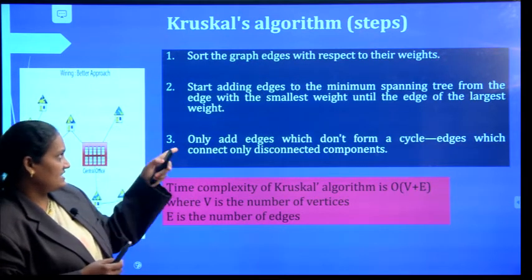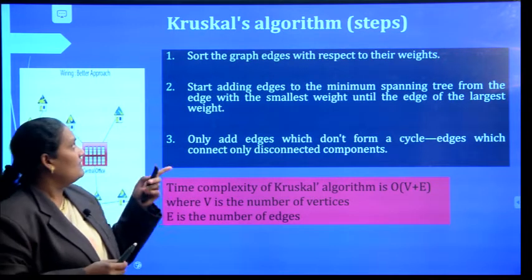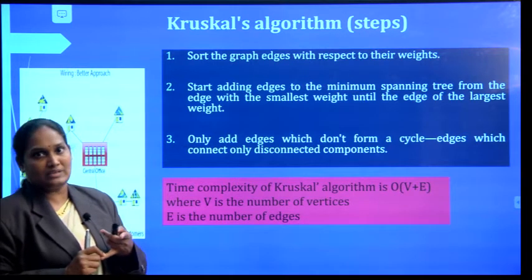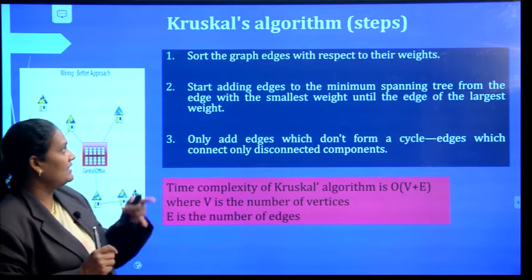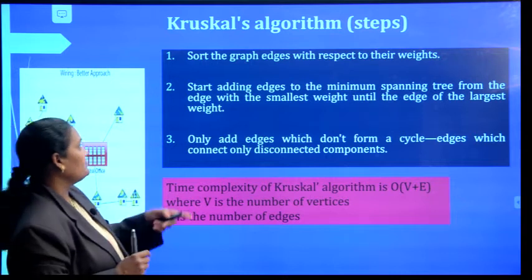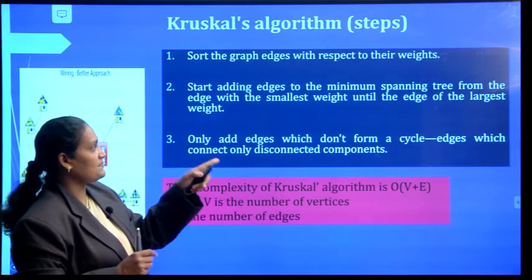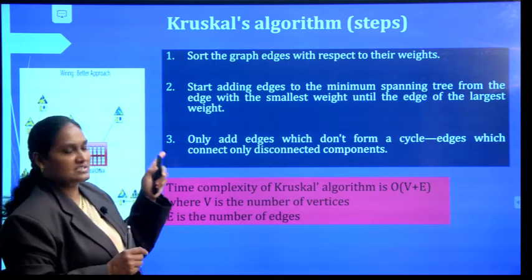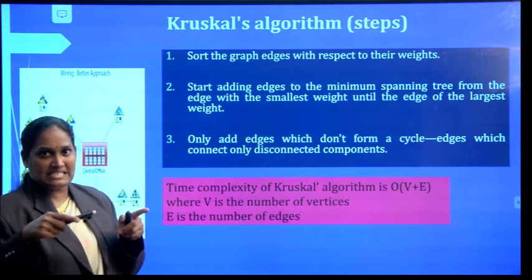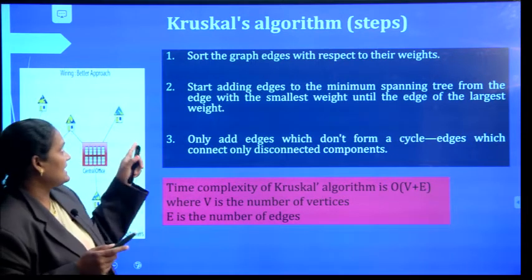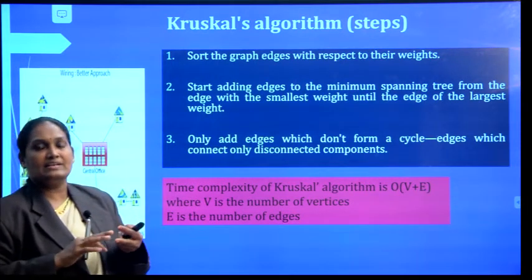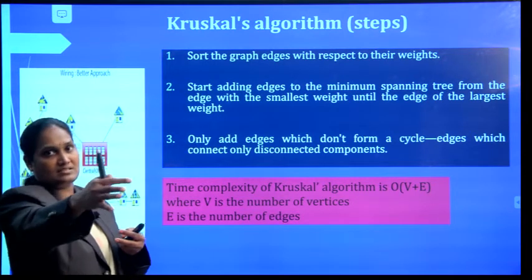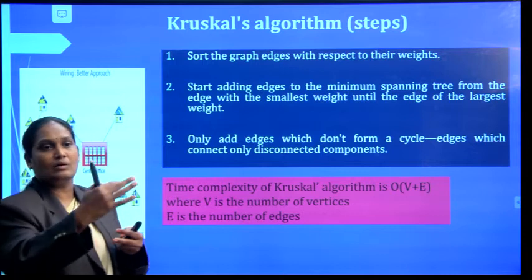Now, sort the graph edges with respect to their weight. What is the first step? We need to sort the edges of given graph according to the weights of the edges of that particular graph. Now, start adding edges to the minimum spanning tree from the edge with the smallest weight until the edge of the largest weight. We need to add the edges one by one. So, here in case of Kruskal's algorithm, first we need to sort all the edges from minimum cost edge to the largest cost edge. We need to sort all the edges.